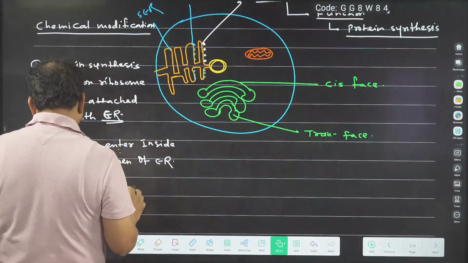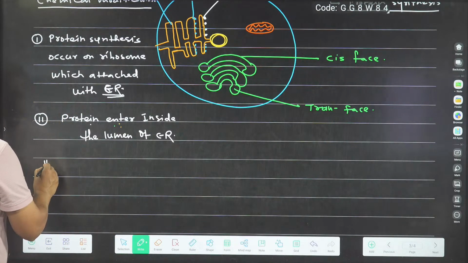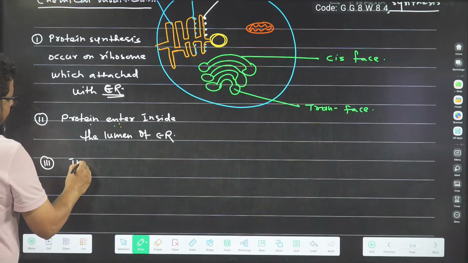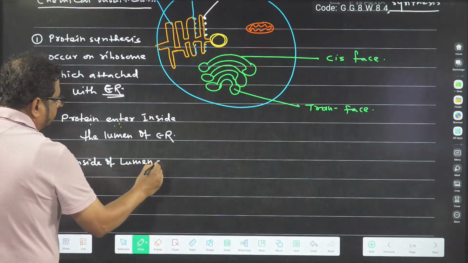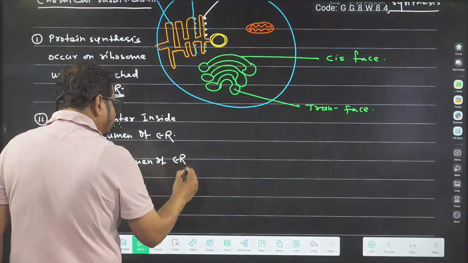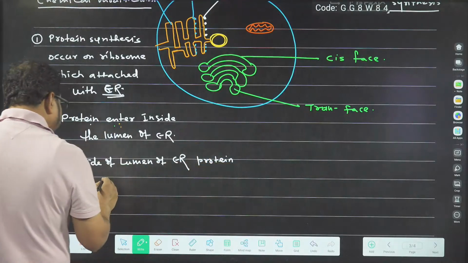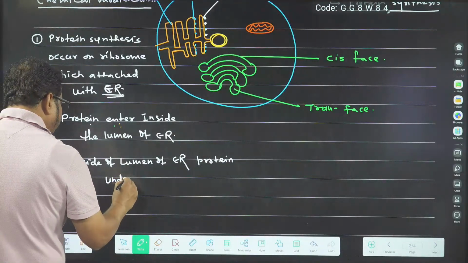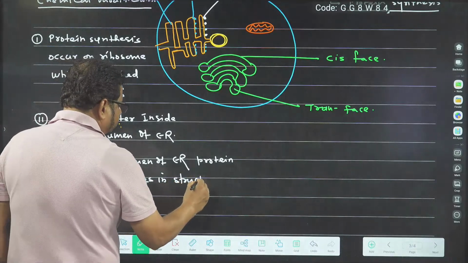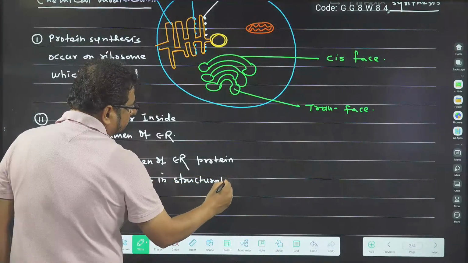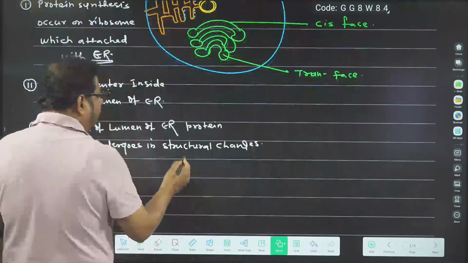Got the idea? Protein enters inside the lumen of the ER. What happens inside the lumen of the ER? Inside the lumen of the ER, protein undergoes structural changes. A structural modification occurs in the protein.